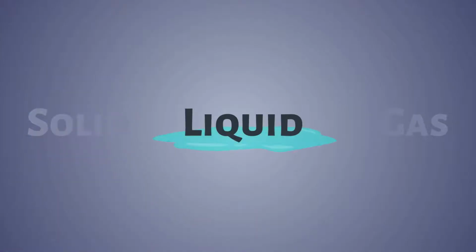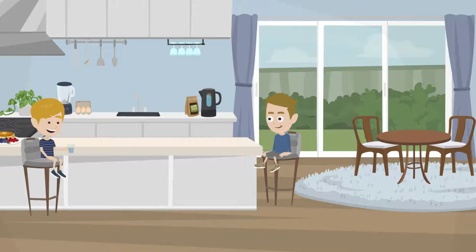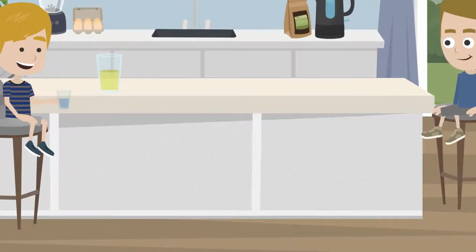A liquid is something that changes its shape to fit the shape of its container, but it's always the same size. Like a glass of water or juice. It fills the shape of the cup it's in. Or if you pour it into a different glass, it takes up the same amount of space, but now is the shape of whatever glass it's in. Or if you pour it out, it will change its shape to the shape of the floor.